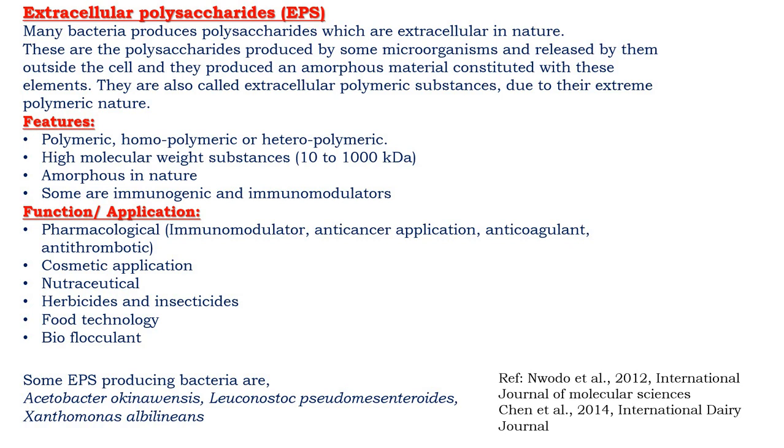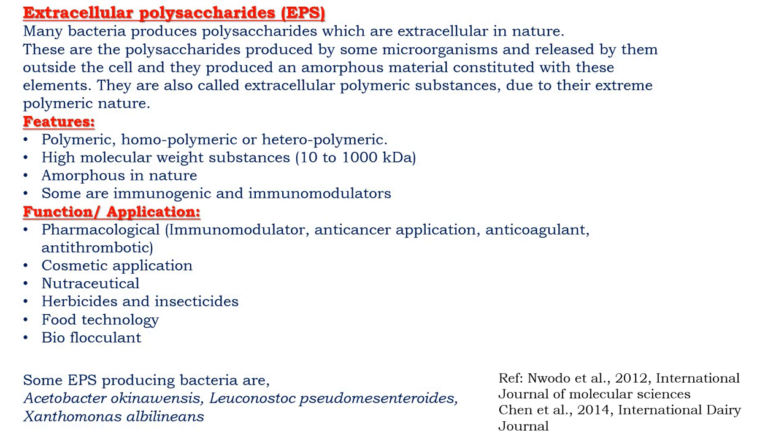Another important thing is extracellular polysaccharide. Many of you probably know the EPS, or extracellular polysaccharides. Some of the bacteria can produce polysaccharide material which is released from the bacterial cell and accumulated outside the cell. They're extracellular in nature, and these polysaccharides are produced by some microorganisms and released outside the cell, and they produce an amorphous material constituted with these elements.